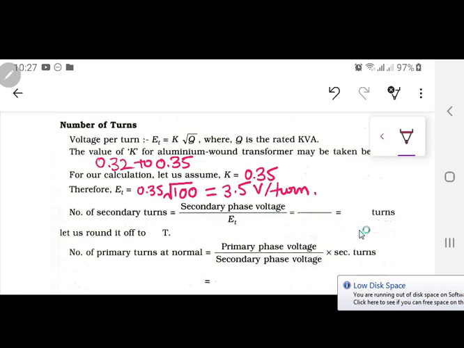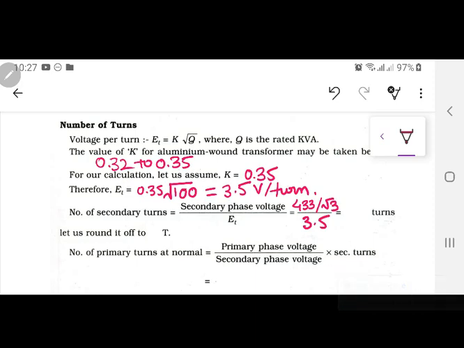433 was the line to line. So here you are going to write 433 divided by under root 3, and here this will be 3.5. Give me the answer. Now I don't have the answers. You are going to give me, because I have taken a different value. 71.42. Now 71.42, you can't make it that number of turns. So here I am going to round it off to approximately 72 turns.